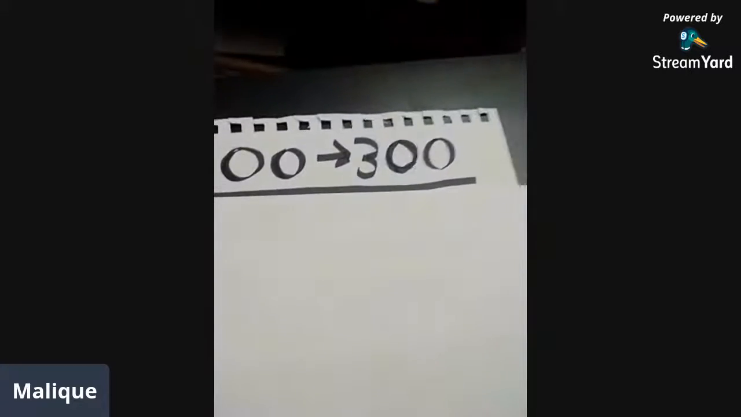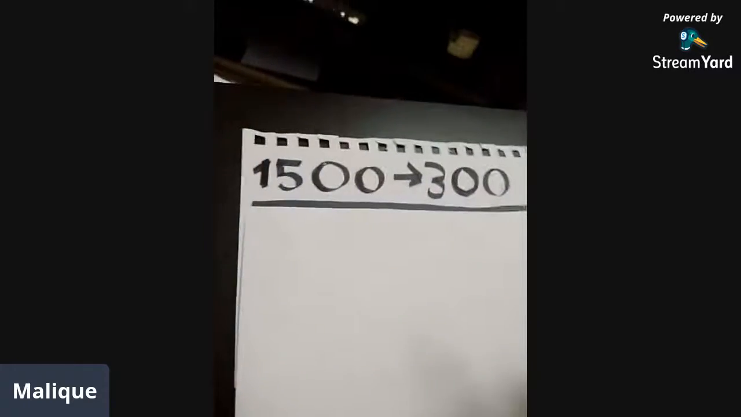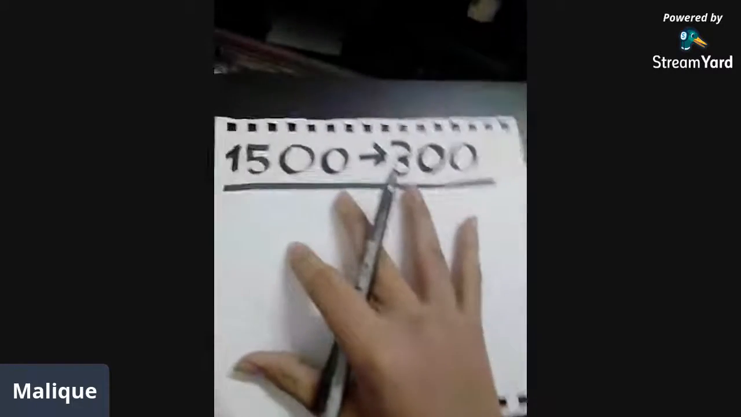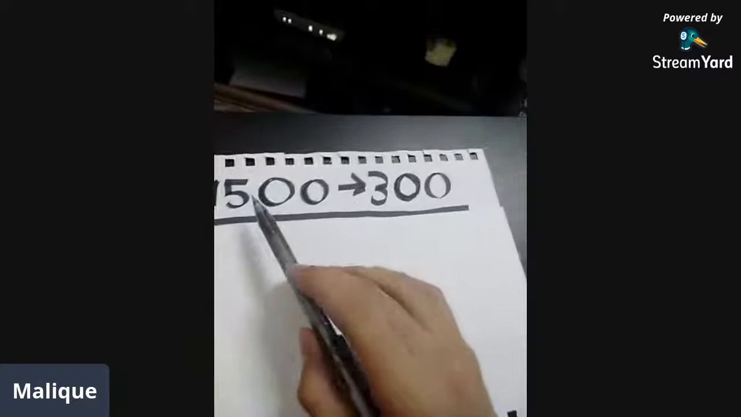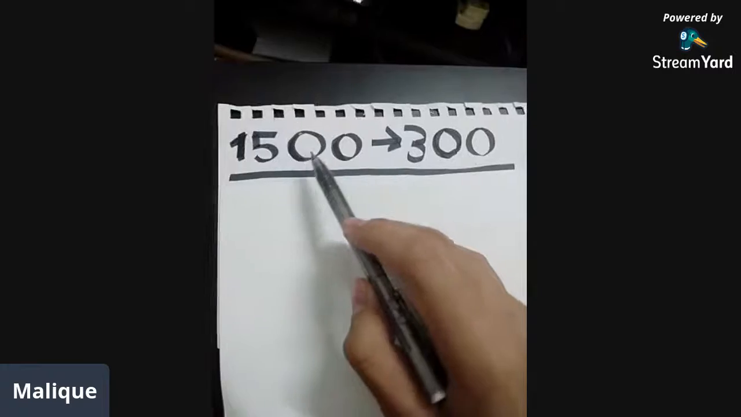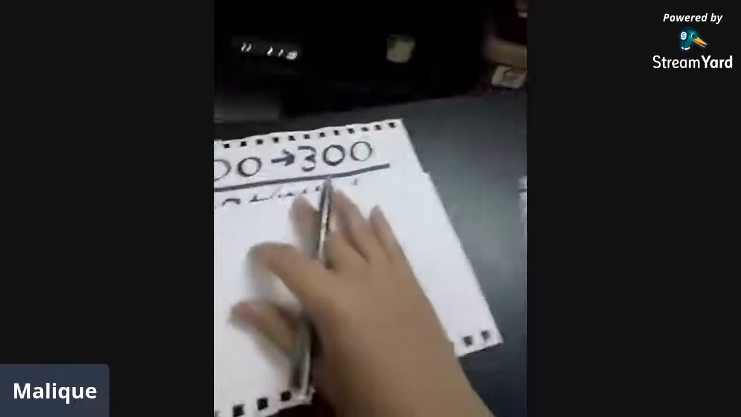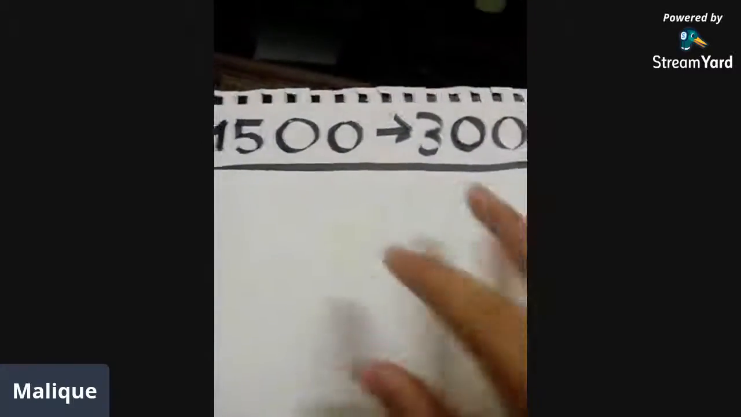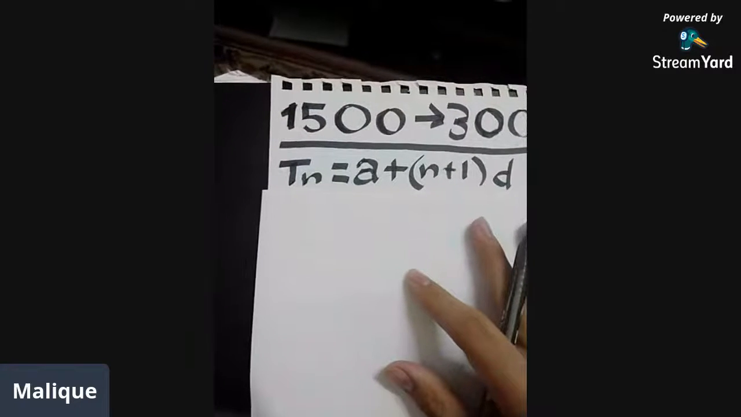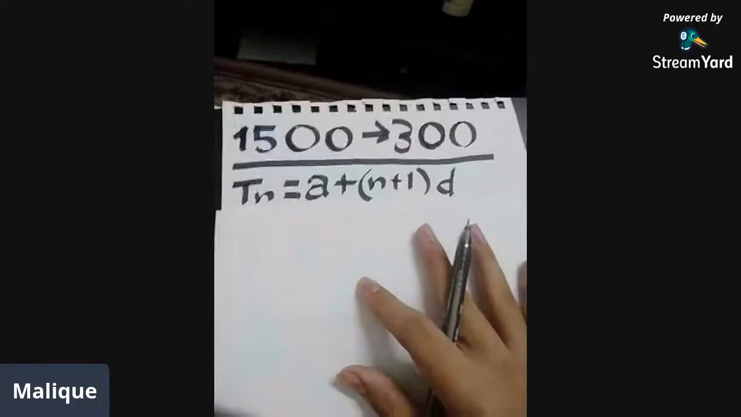Okay, first of all, we know from the solution that we want to find how many days first. So we want to find how many days it took Encik Suhaimi to go from 1,500 chickens to 300. And to do that we will be using this formula right here, which is Tn equals A plus (n minus 1) times D.